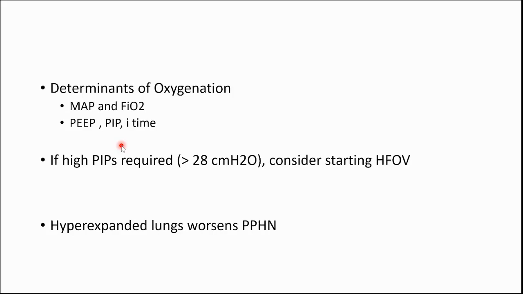If you under-expand the lungs, if the lungs remain atelectatic, then again, you cannot maintain oxygenation. At the same time, if you hyper-expand the lungs, remember, that's going to worsen your PPHN as well.